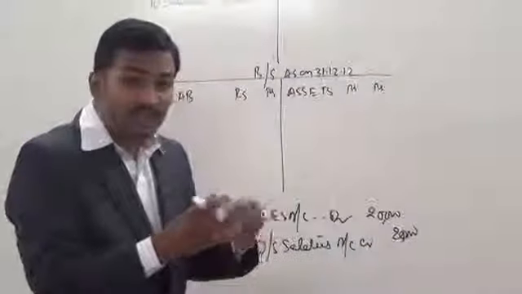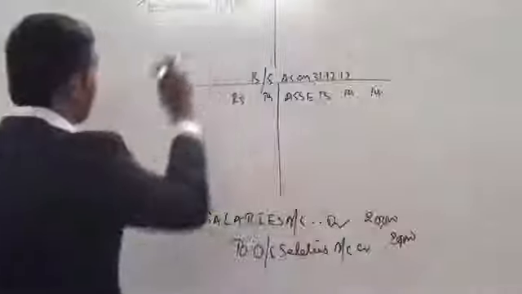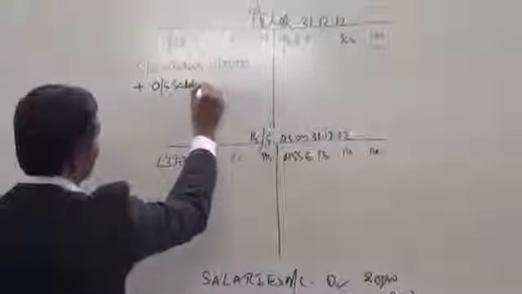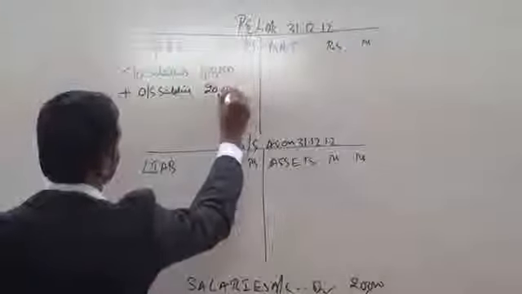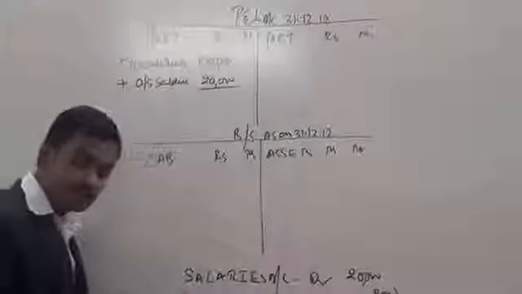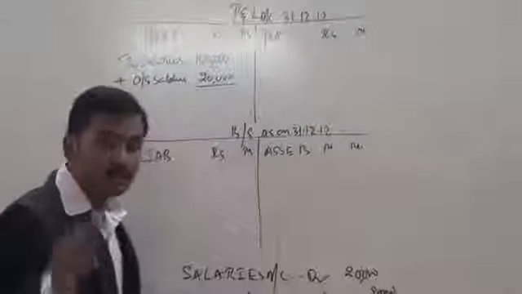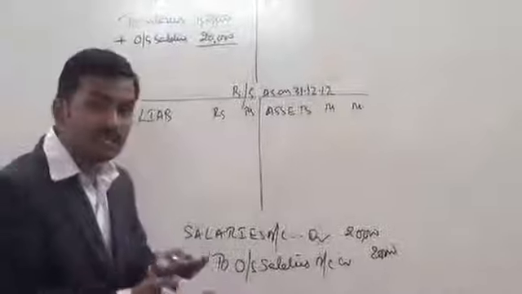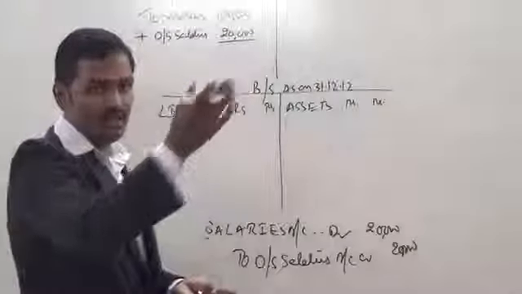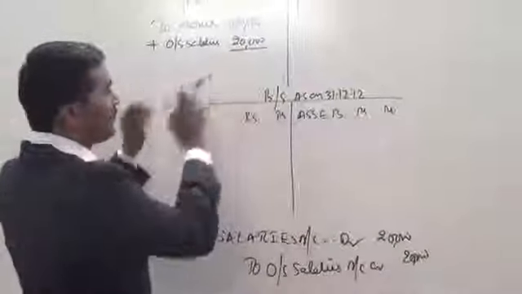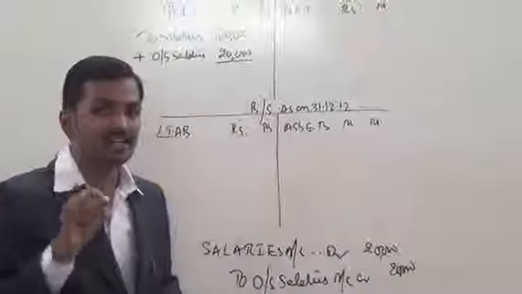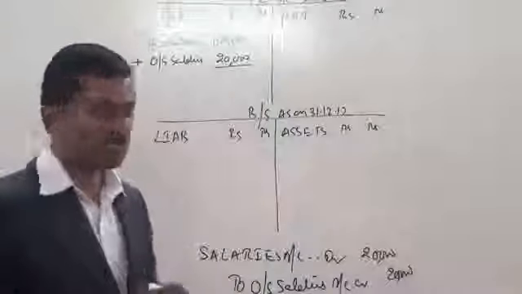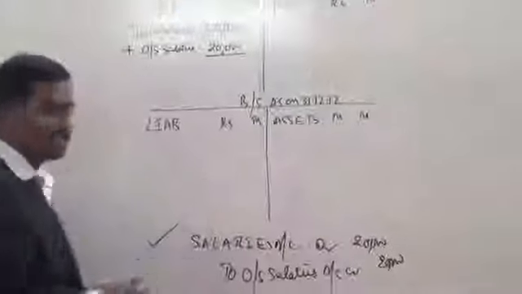So we have to give the same effect in the profit and loss account. We'll write here, add outstanding salaries 20,000. So if this entry was passed, the salaries account would have been debited, and the salaries account balance would have increased. So the same effect I am showing in the profit and loss account, because the salaries account is already there in the profit and loss account. So I have given effect to this entry.